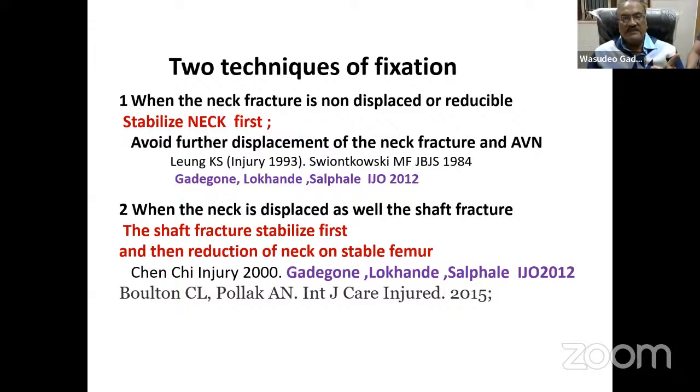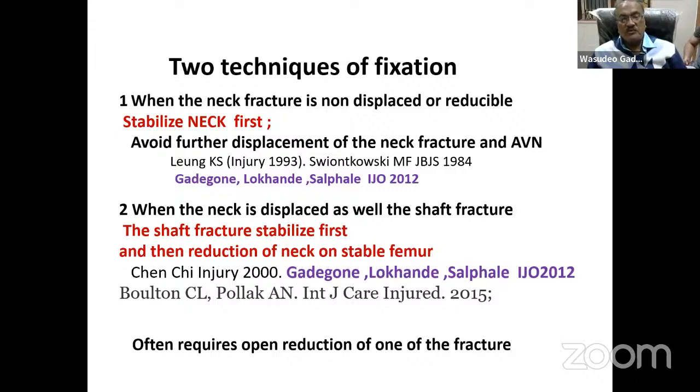When it is undisplaced, reduce and fix the femoral neck fracture first. And when there is displacement of both the shaft fracture as well as the neck, then probably we will not be able to reduce the neck fracture, though it is a priority. Reduce the femoral neck fracture, stabilize it by any implant, and then do a maneuver and stabilize the shaft. It often requires open reduction of one of the fractures, because much more manipulation will lead to avascular necrosis, and manipulation of the shaft will increase the soft tissue trauma.